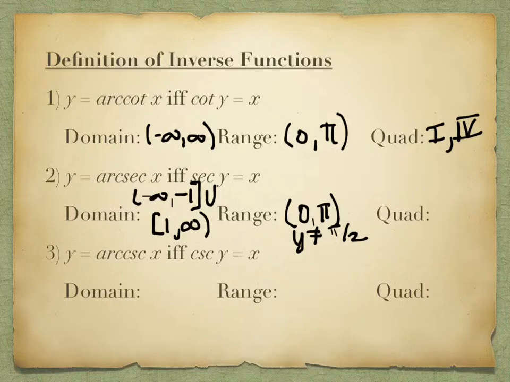But 0 to pi, what quadrants are those? 1 and 2, which I see I've got a typo on the board. Nobody wanted to say, hey, you said it right and wrote it wrong. We'll fix it. This was 1 and 2 up here as well.